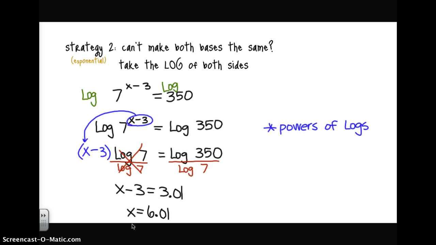Okay. It all started because I took the log of both sides, right? It's like adding 4 to both sides or square rooting both sides. I'm taking the log of both sides. Log of both sides, then I had to apply the power rule, and then worked from there. Okay, so this is another way to solve this equation. 7 to what power makes 350? Well, 7 raised to 6.01 minus 3, so 3.01, equals 350.